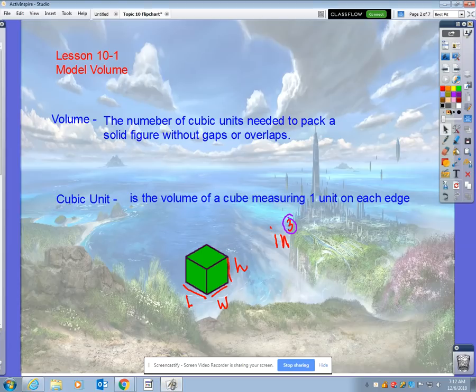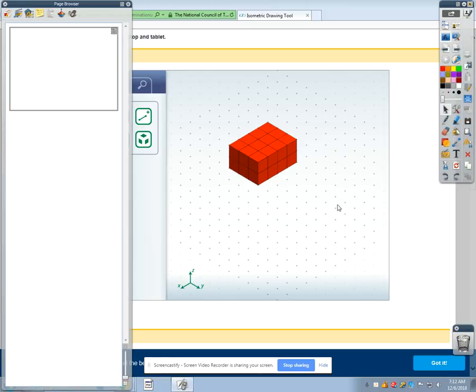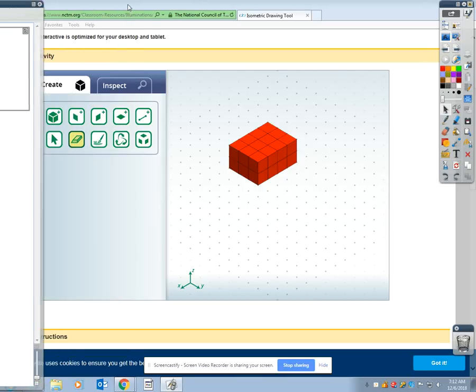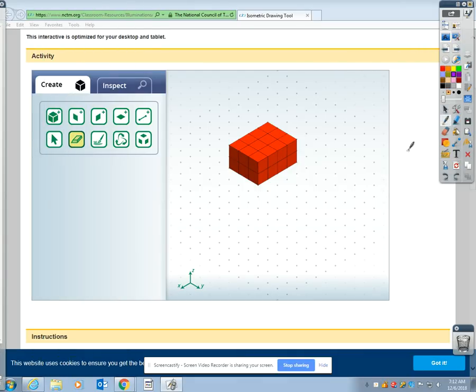Let's go ahead and do this so that we can actually write on the screen. So each of these is one unit by, here, let me do it here. One unit here, and one unit high. So it's one unit long, one unit wide, and one unit high. That's going to be our measurement.